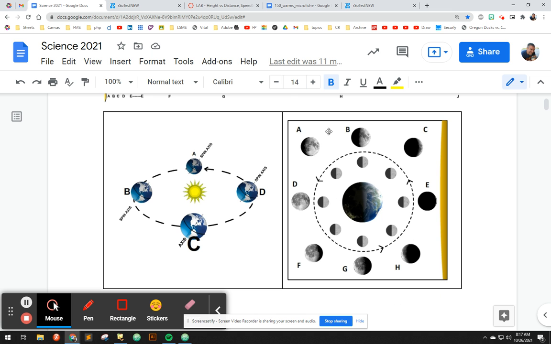And now that you've had your explanation for these three diagrams, I expect you to do quite well on the quiz.